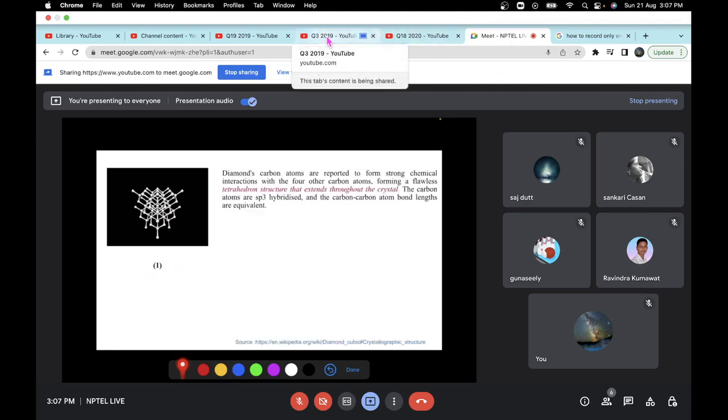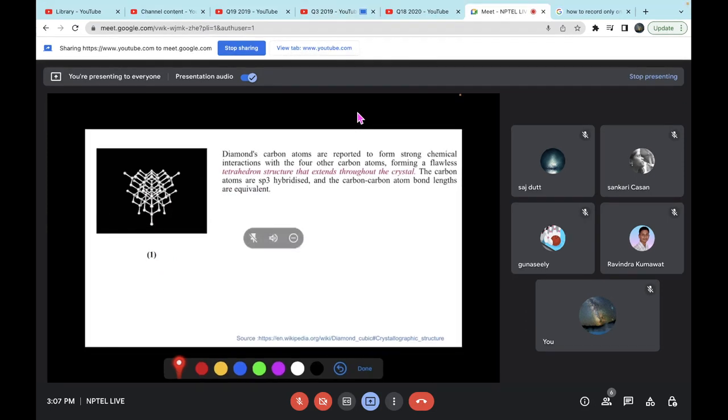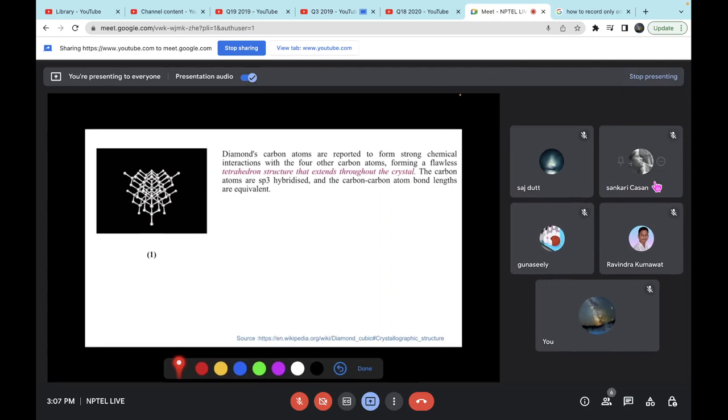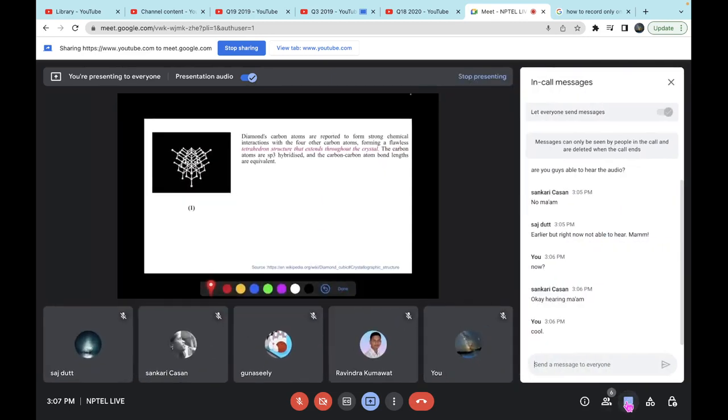The first one is diamond. In diamond, the carbon atoms form strong chemical interactions with 4 other carbon atoms. So one carbon atom is making bonds with 4 others, forming a flawless tetrahedron structure that extends throughout the crystal. I have highlighted this in red color so that you can understand that this structure is not discrete. The carbon atoms are sp3 hybridized and the carbon-carbon bond lengths are equivalent.